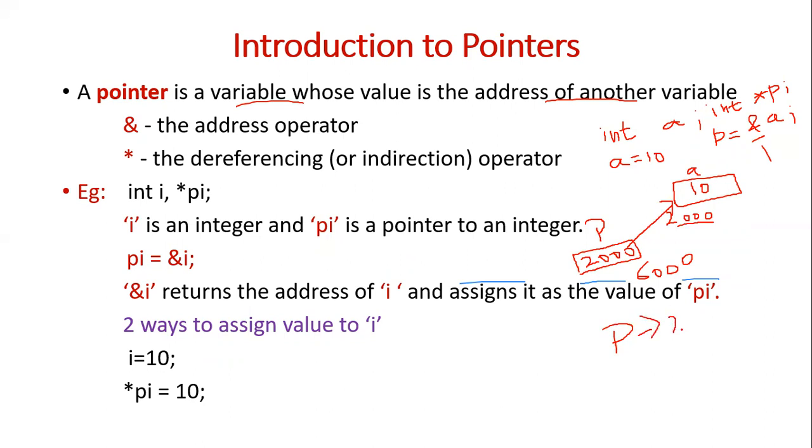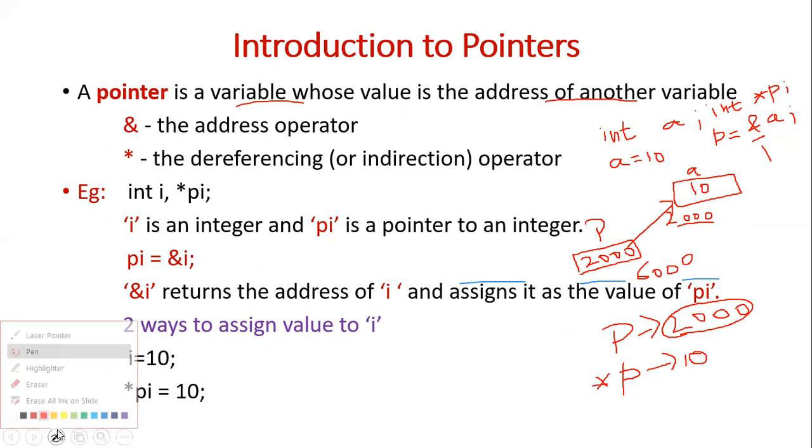Which address is it pointing to? It is pointing to 2000. Whenever I say star P, it refers to the value at P. What is P? P is 2000. Whenever you say P, it is 2000, that is the address contained in P. So star P means the value at this address. What is the value at this address? 10. The value at this address is 10. Okay. So this is how a pointer works. This is the brief introduction to the pointer.